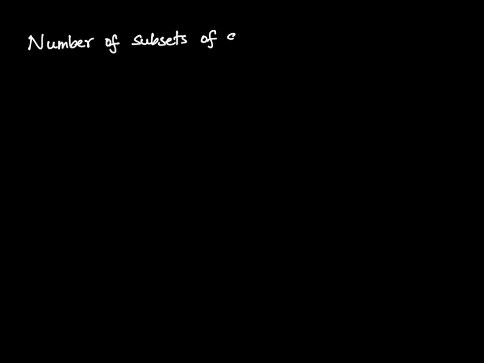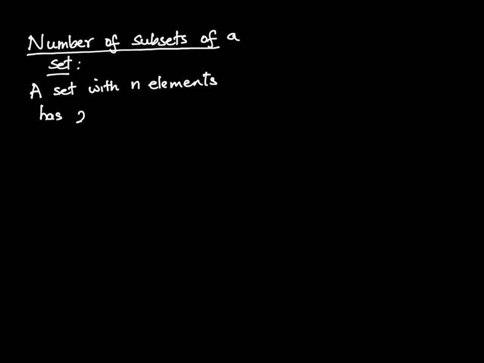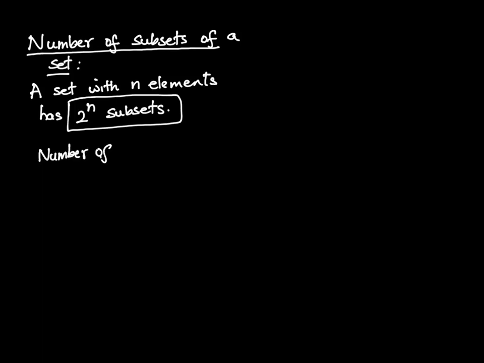How do we figure out the number of subsets of a given set? So a set with n elements, if you count all the subsets of a set with n elements, there will be 2 raised to the n subsets. Now remember, one of them is itself. So to count the proper subsets of a set with n elements, you'll have to subtract 1 from this formula.